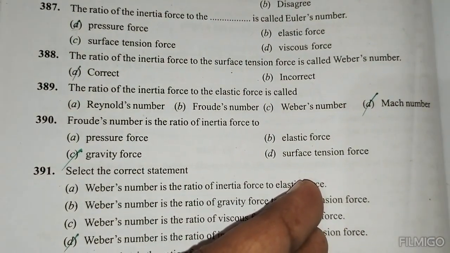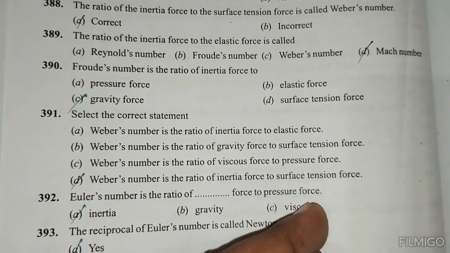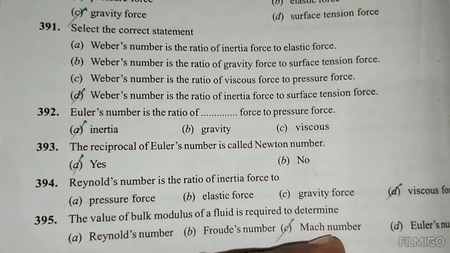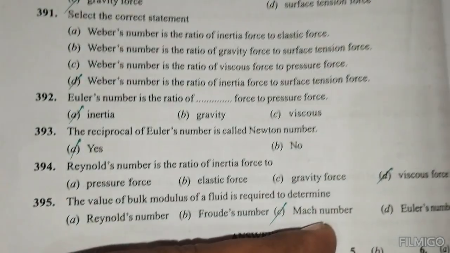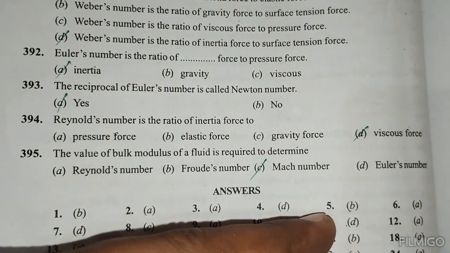The Froude number is the ratio of inertia force to gravity force. Select a correct statement: Weber number is the ratio of inertia force to surface tension force. Euler's number is the ratio of pressure force to the inertia force. The reciprocal of Euler's number is called the Newtonian number. Reynolds number is the ratio of inertia force to the viscous force. The value of bulk modulus of the fluid is required to determine the Mach number.